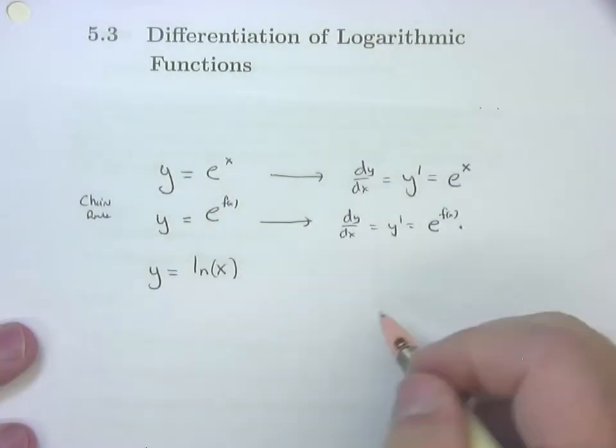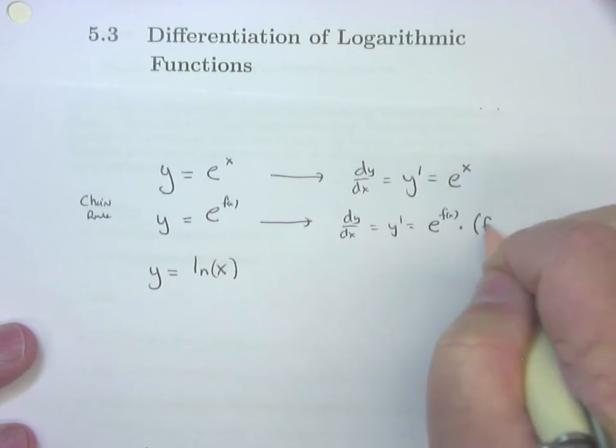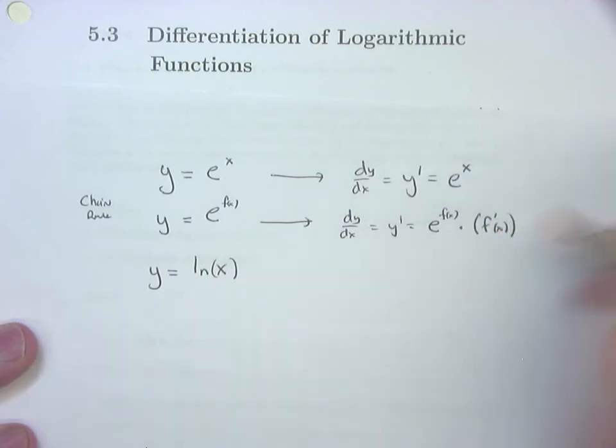The derivative of the exponent, what's the derivative of f of x? It is going to be times f prime of x. This is the chain rule version of this formula. Derivative of e to the x is e to the x. Derivative of e to a function is e to the function times the derivative of the exponent.